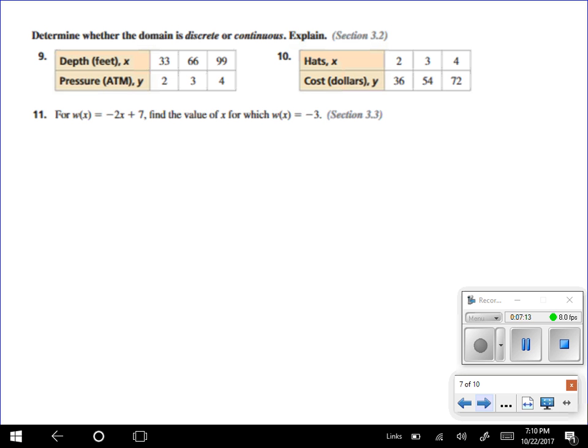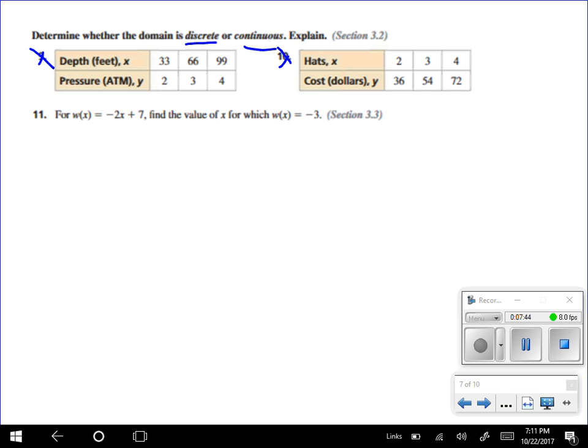Okay, then we talked about discrete and continuous. We did go ahead and skip 9 and 10, but it doesn't hurt to at least know what discrete and continuous mean. Make sure you understand those things. If you actually did do these, this would be continuous because the depth in something could be half or 3/4. Hats you can't have a half or 3/4, so this would be discrete.